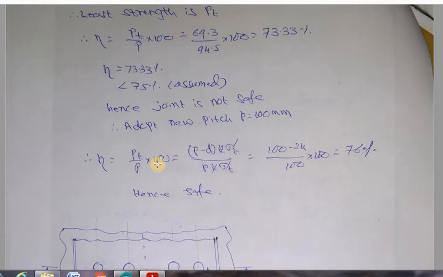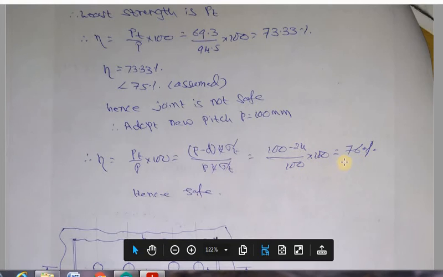So PT divided by P into 100, that's the least efficiency, as we have done earlier. PT value I will put as P minus D into T into sigma T. The P value I put in the denominator: P into T into sigma T. So T sigma T cancels. Put the values here: 100 minus 24 by 100, into 100. So it gets 76, which is greater than 75. So hence we can say it is going to be safe.